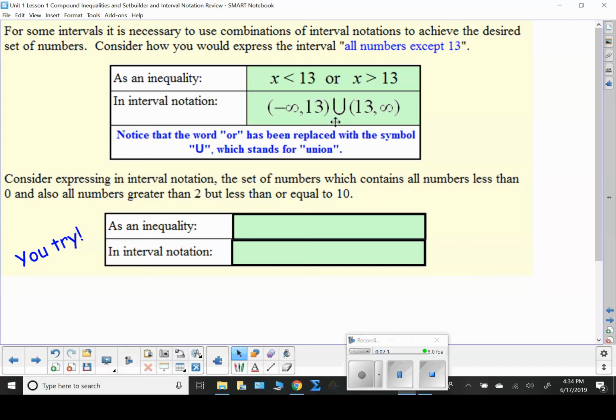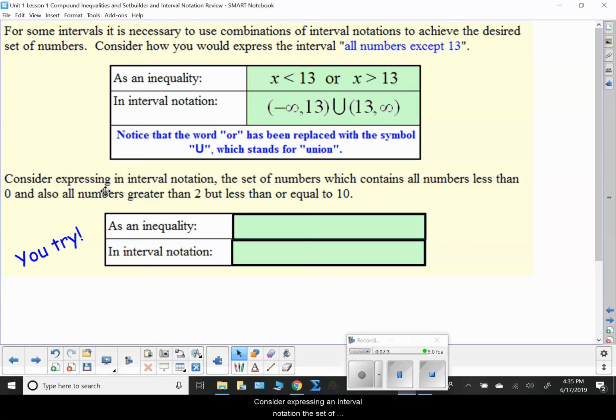The U is a fancy way of saying or. Parenthesis says we're not including 13, but then the infinity says we go on to infinity. Notice that negative infinity and positive infinity always get a parenthesis because we can't put a number on those.